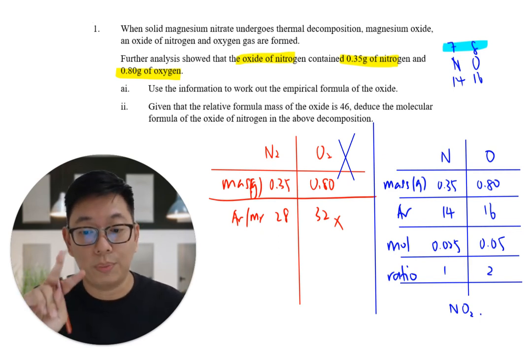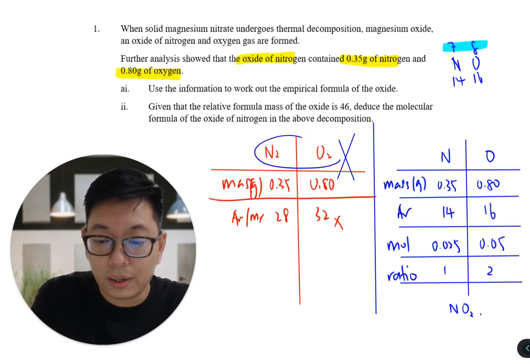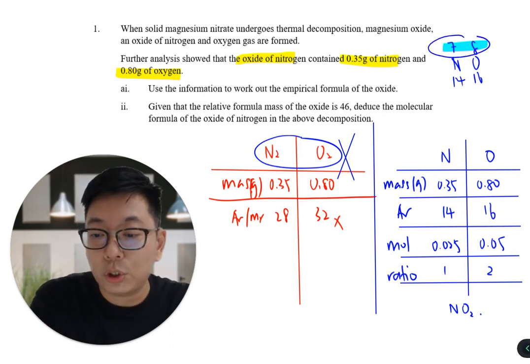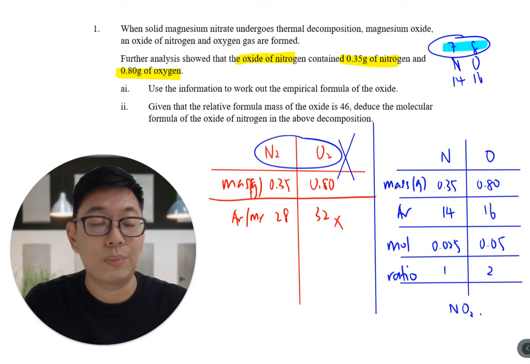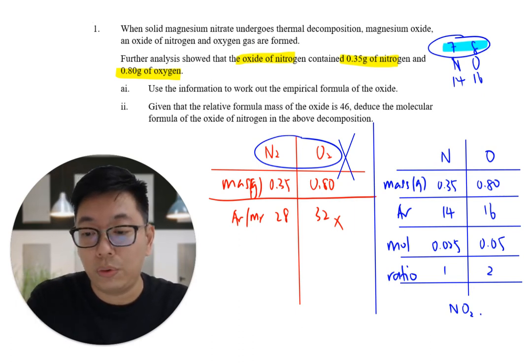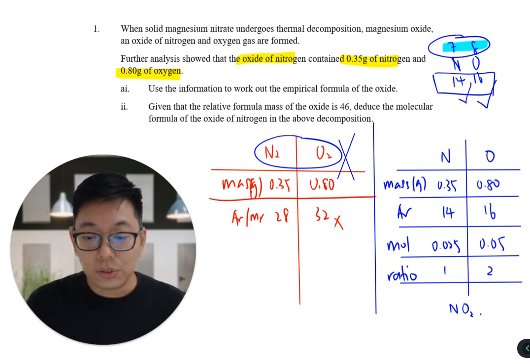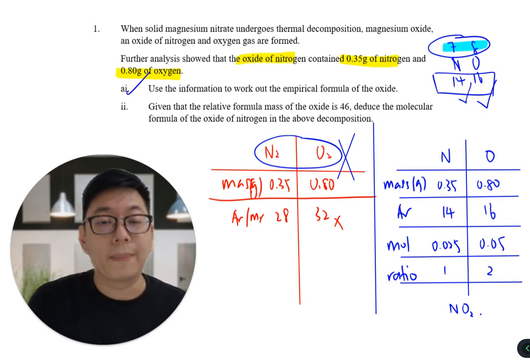So two mistakes you don't want to make. Number one, make sure you don't write the formula of the molecule. Number two, please make sure you don't use the wrong number. That's your number of protons. What you want to use is this, the number below. Now, this gives you the answer for part A, part 1.